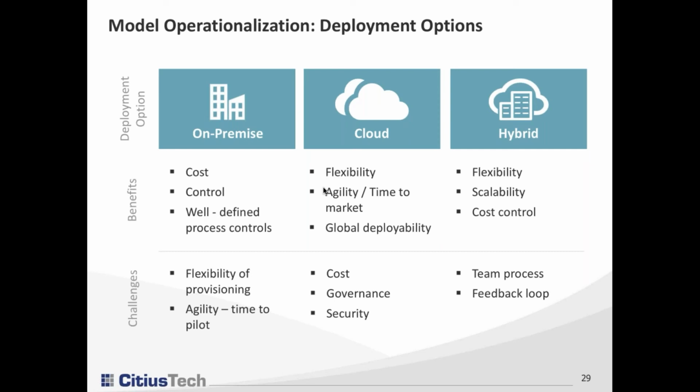In a hybrid model, the teams may choose to experiment on-prem and deploy on cloud, or vice versa. The key challenge here is the maturity of the team process, knowing which stuff is happening where and how it needs to be deployed onto the other infrastructure, and the need to integrate the feedback loop back into the development environment.